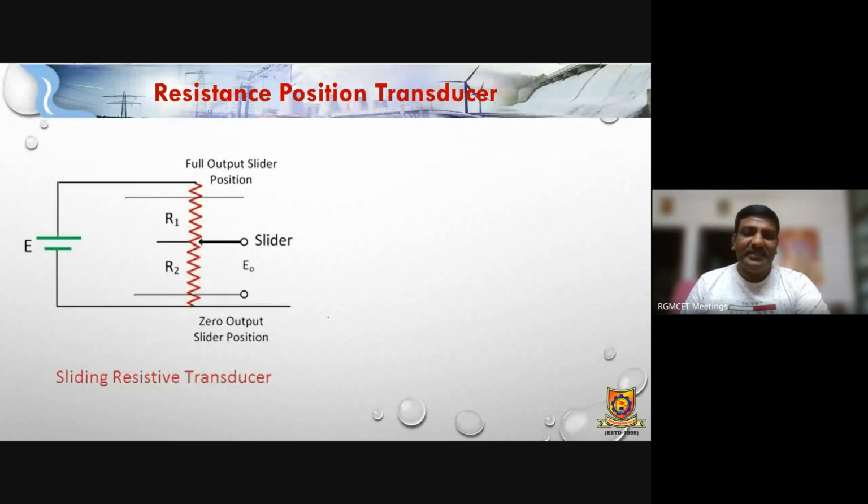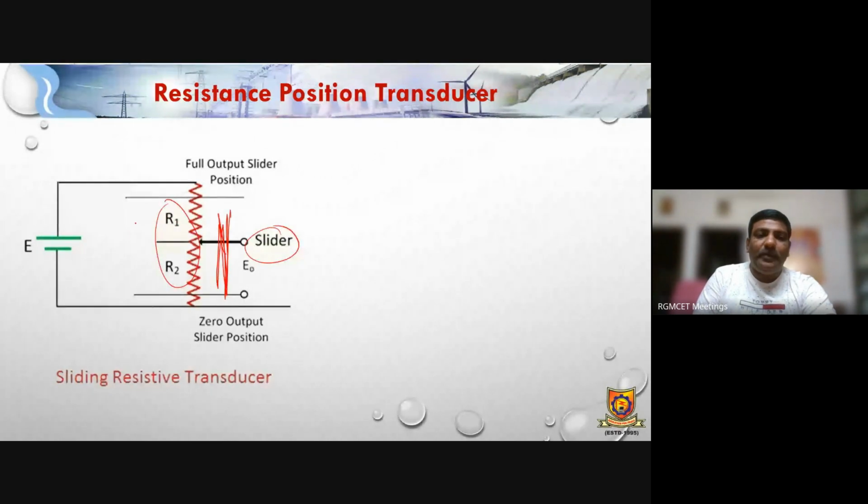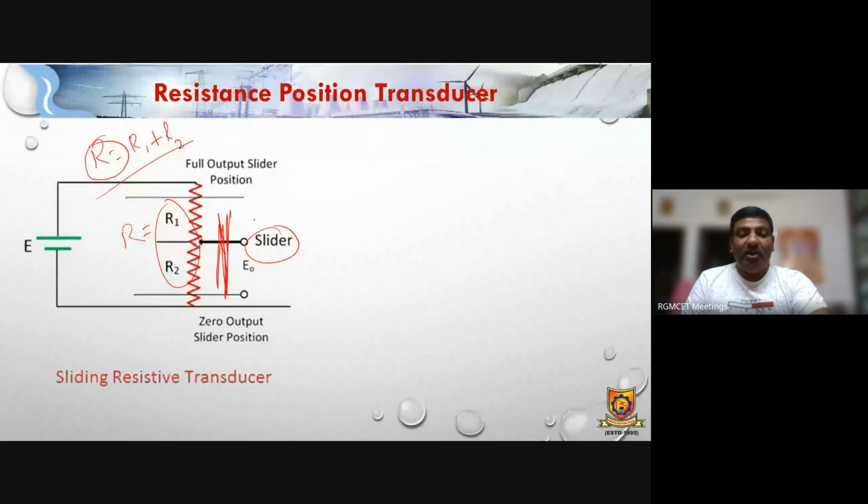Now the same, a sliding wire transducer. Here we are using a slider which can be moved in either direction, so that according to the position, R1 plus R2 becomes the total resistance R. R equals R1 plus R2. When the sliding contact position changes, either upward or downward, R1 and R2 values will change automatically. R equals R1 plus R2, so this condition is always satisfied, whereas individually R1 and R2 change according to the position of the sliding contact.